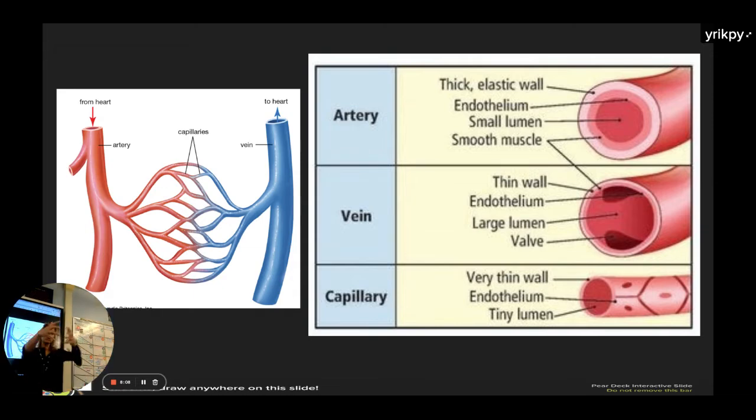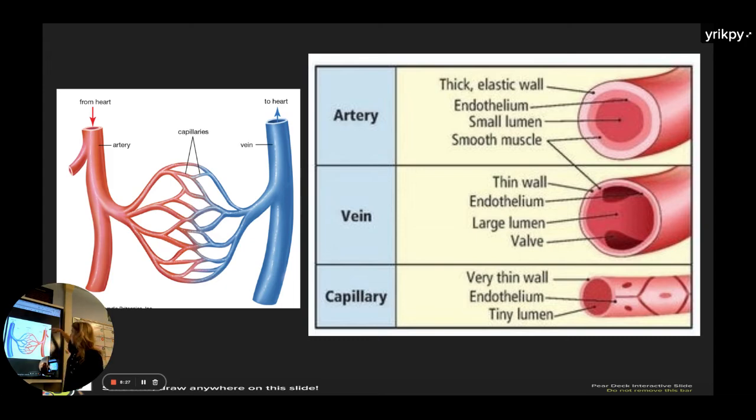Okay? Capillaries is where all what? Exchange takes place. Why can that happen? Because it's only one cell thick all the way around. It might be a cell and a cell, but diameter-wise, it's one cell thick, and that allows for that exchange. Okay?